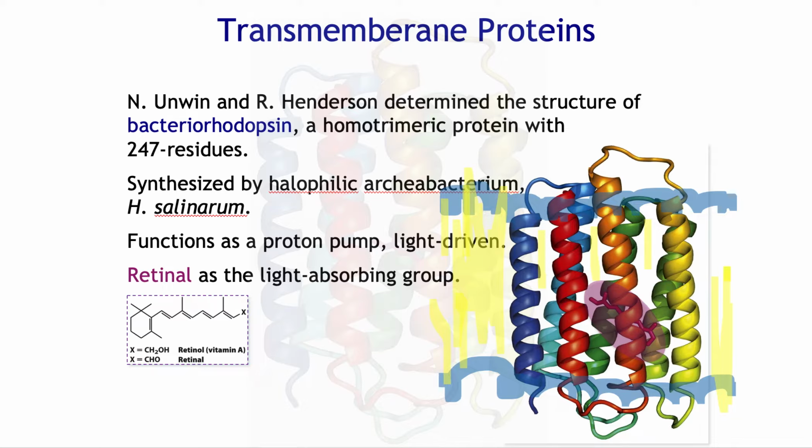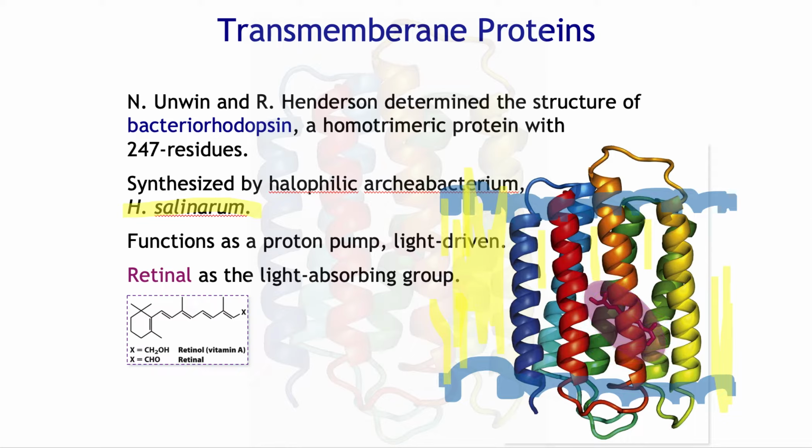Bacteriorhodopsin is a light-driven proton pump. It's densely packed in Halobacterium salinarum, right, which functions as the eye's photoreceptor, right? And it binds retinal, which is the light absorbing group, and it's shown right here where it binds retinal. Its binding site is really right within the lipid bilayer, right? It's shown in a magenta color.